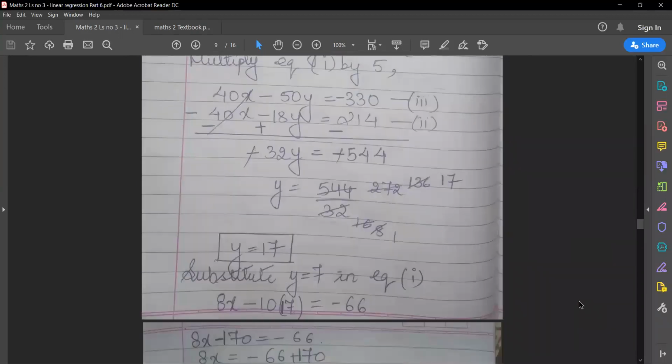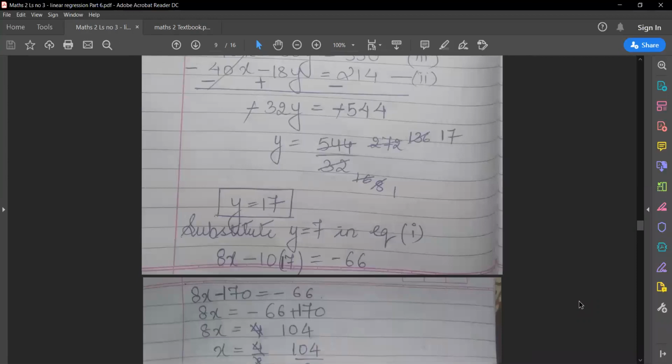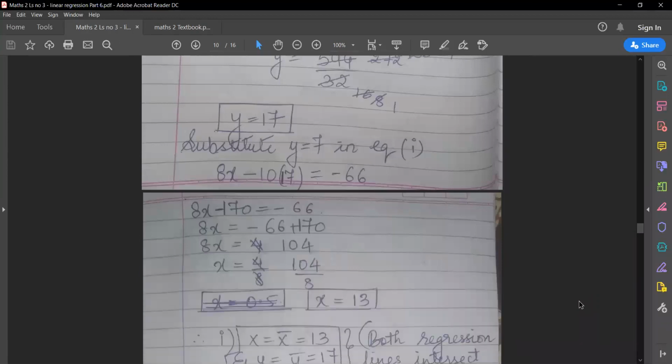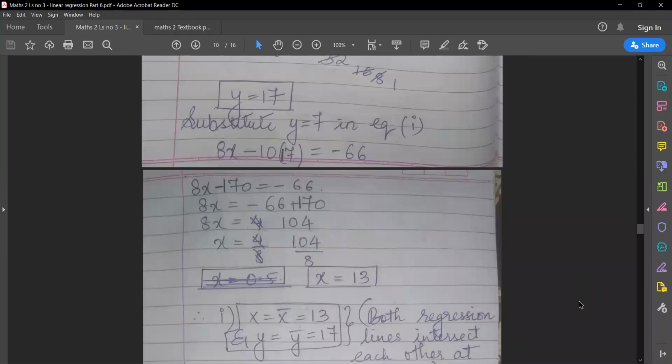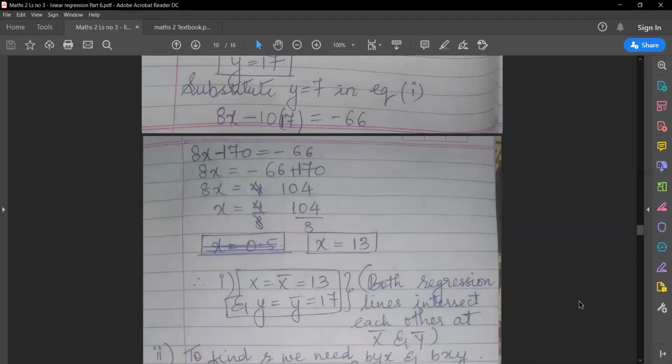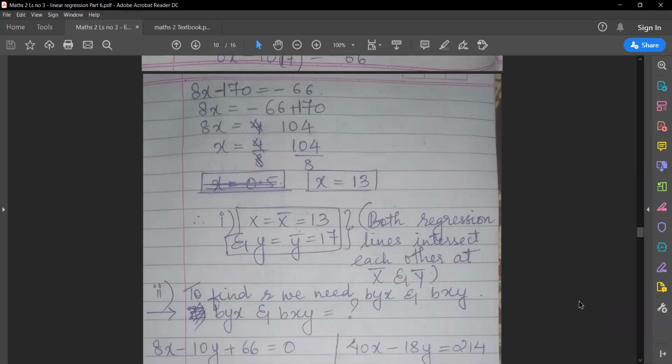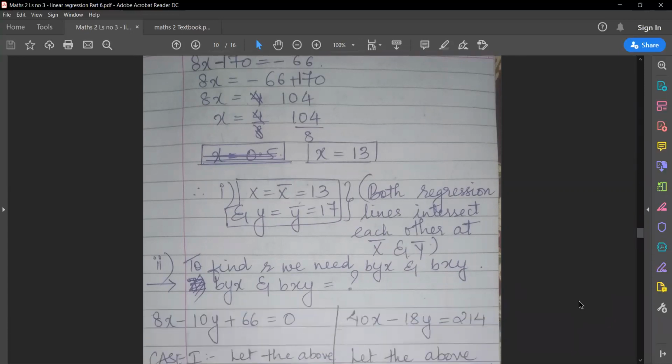Now you can substitute the value of y in any of the equations above and then you can get the value of x, and I got it as 13. So you can say x bar is equal to 13, y bar is equal to 17. And what can be the reasoning? Both regression lines intersect each other at x bar and y bar. Now in order to find out the correlation coefficient, we need both regression coefficients.